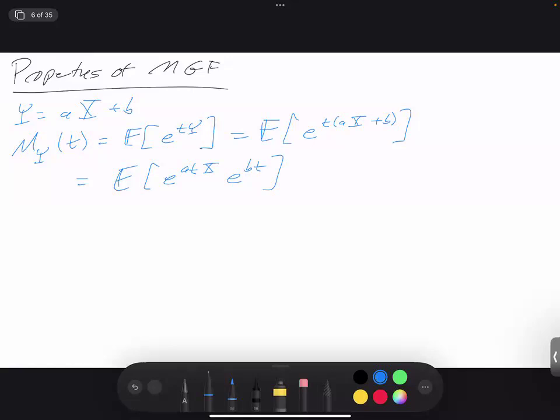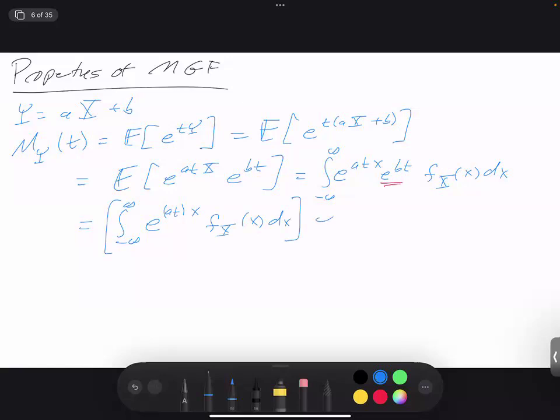Now, when we do the expected value, this is just going to be the integral from minus infinity to infinity of e to the atx, e to the bt times the density dx. That's a constant. We can just pull that out. And so this is going to just be the integral from minus infinity to infinity, e to the at, and I'm going to put that in parentheses, x times the density, times e to the bt. But we know what that integral is.